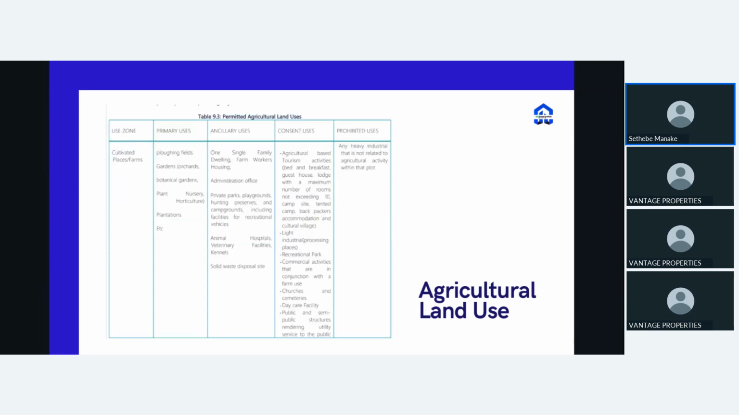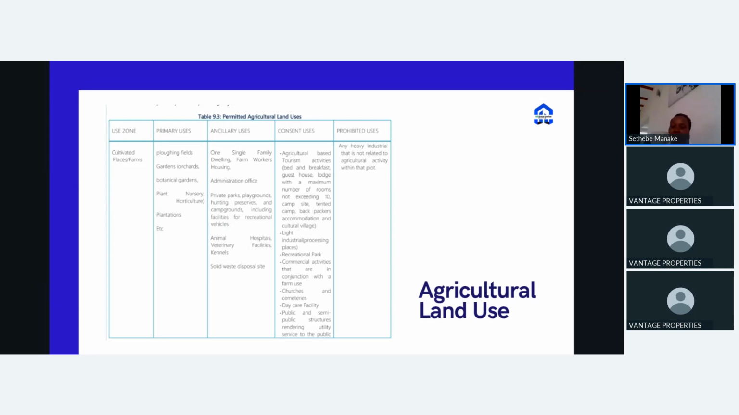Not the core uses. The core uses, I think everybody knows the core uses the agriculture. Let me start with the ancillary. On your agricultural plot, you can put in ancillary uses, right? Ancillary, what are these things? A dwelling for a single family, ancillary. Farm workers housing, can be multi-residential, ancillary. Administration office of the farm, ancillary.